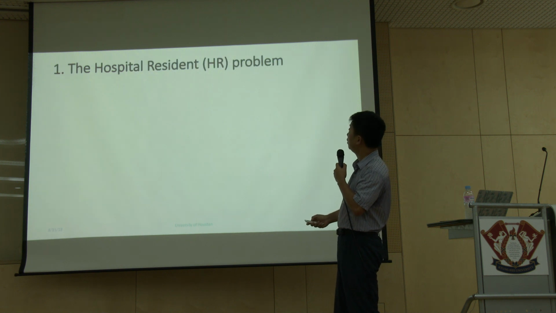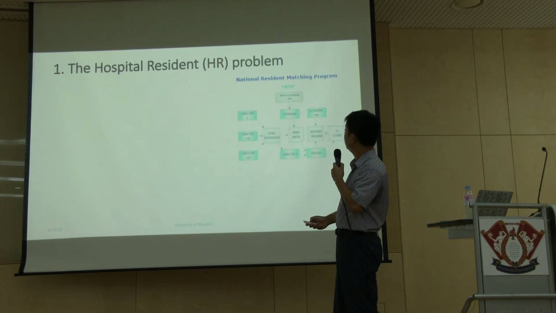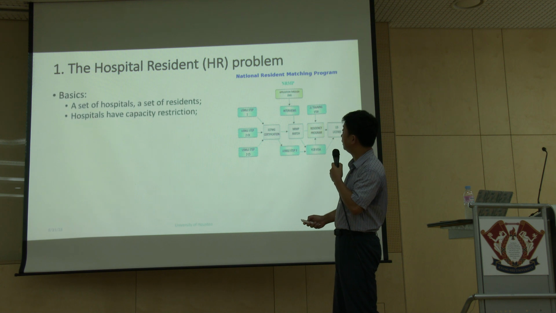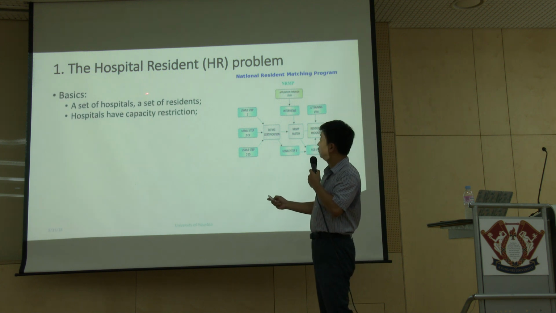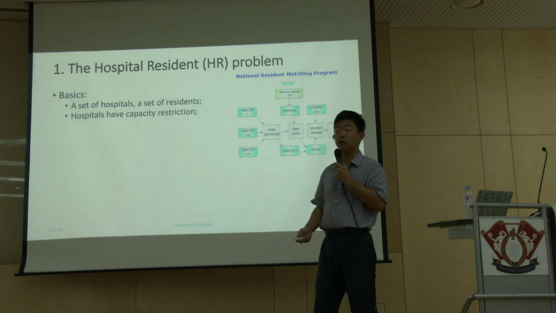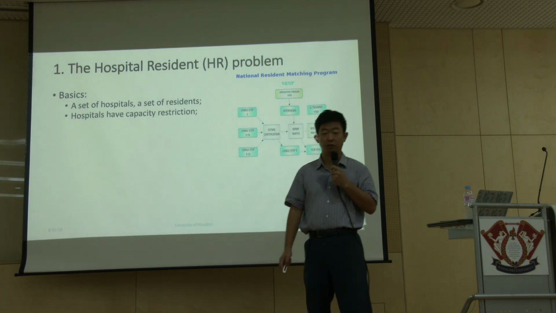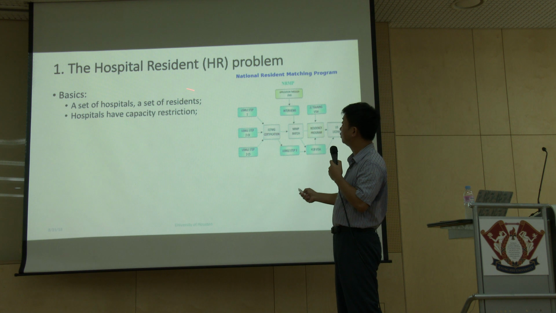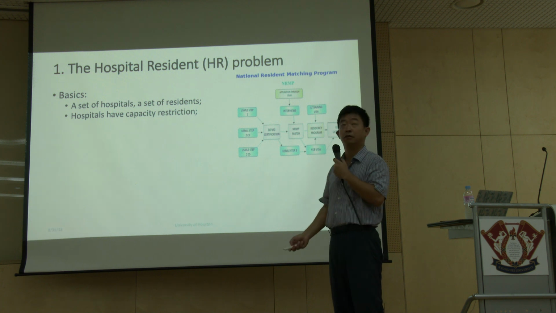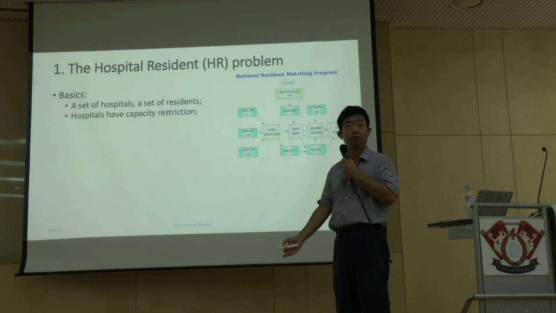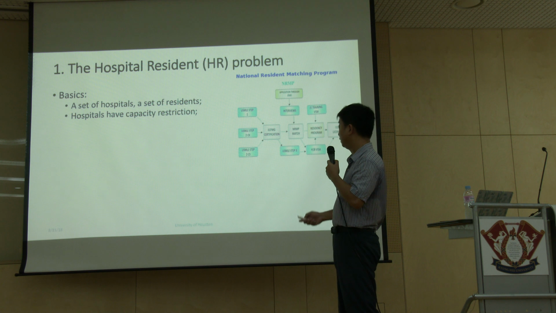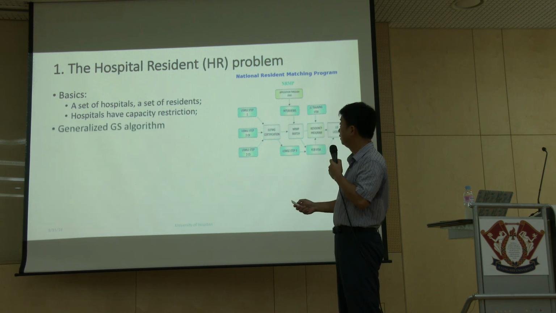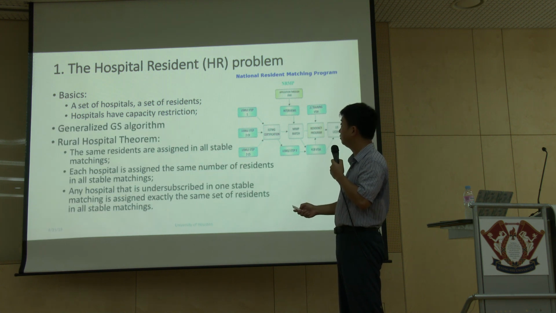Let's have the hospital resident. So in the United States, the basic thing is that the doctors, after graduation from medical school, will go to a hospital. They have a set of resident doctors and a set of hospitals. And the hospital has a capacity restriction. So MD Anderson can accept only a limited amount. And then it's a generalized GS algorithm.